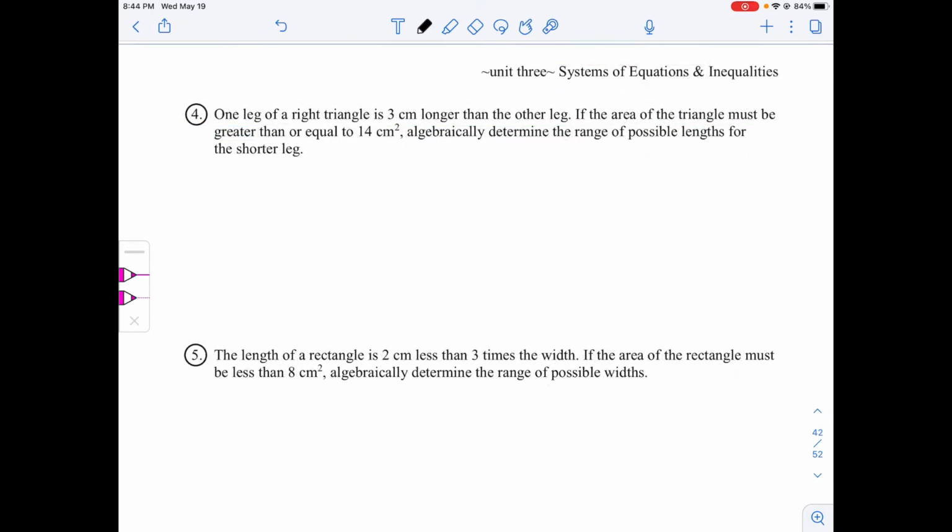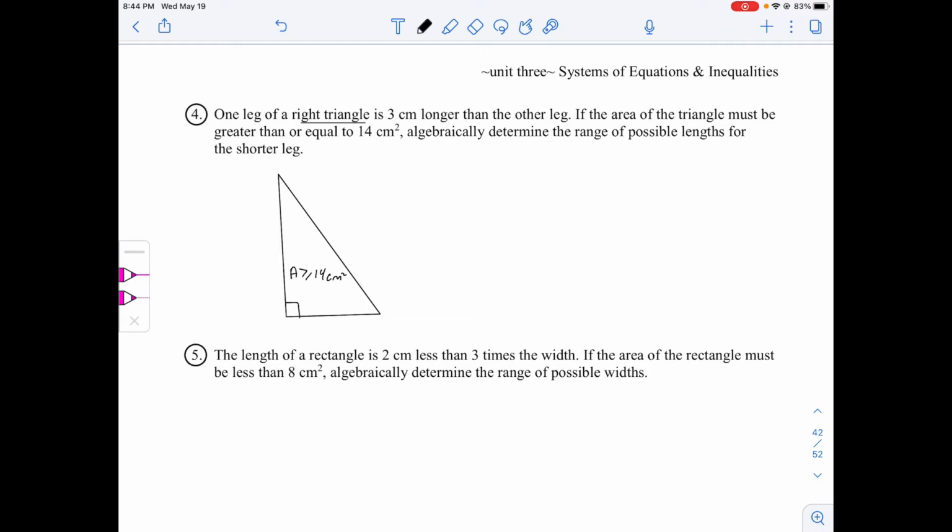All right, for this next question, I'd like to just draw a quick sketch here. It says one leg of a right triangle is 3 centimeters longer than the other leg. If the area, and it's a right triangle, so I'm going to make sure I draw my right angle, if the area of the triangle must be greater than or equal to 14 square centimeters, algebraically determine the range of possible lengths for the shorter leg.